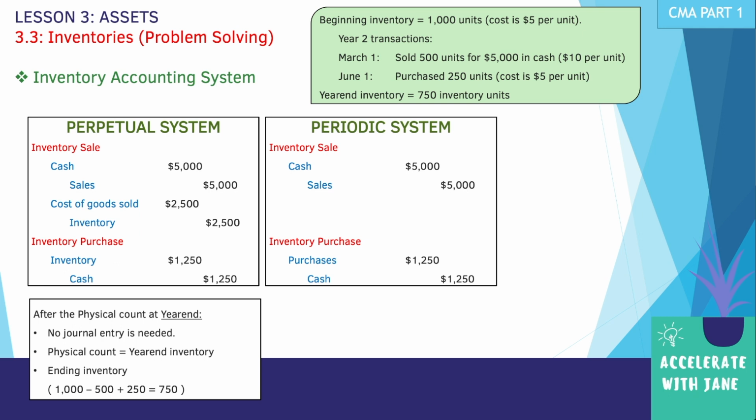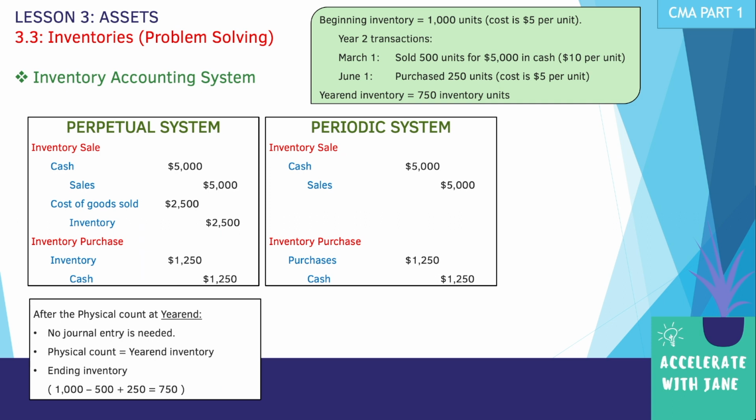On the other hand, when we say periodic system, okay, so see, the difference now is for the sale transaction, March 1 transaction, going back, the company sold 500 units, right? For 5,000 US dollars in cash. So we record this sale transaction the same way as with the perpetual system. So here we debit cash, we credit sales for 5,000, okay?